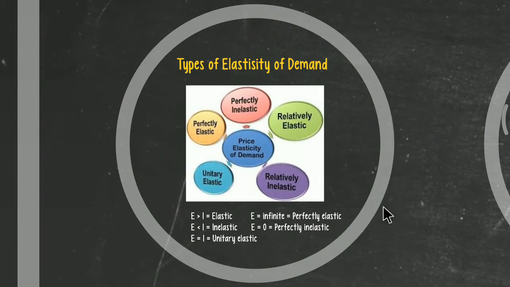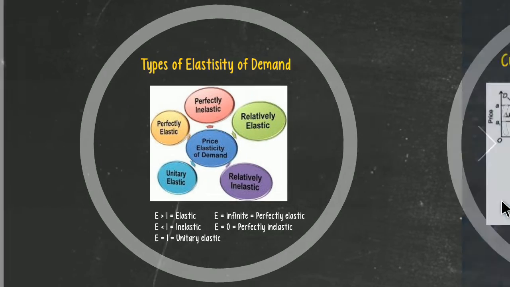We can see that if the elasticity is more than 1, that means elastic, and if the elasticity is less than 1, that means inelastic. When the elasticity is equal to 1, that means unitary elastic, and if the elasticity is infinite, that means perfectly elastic, and if elasticity is 0, that means perfectly inelastic.